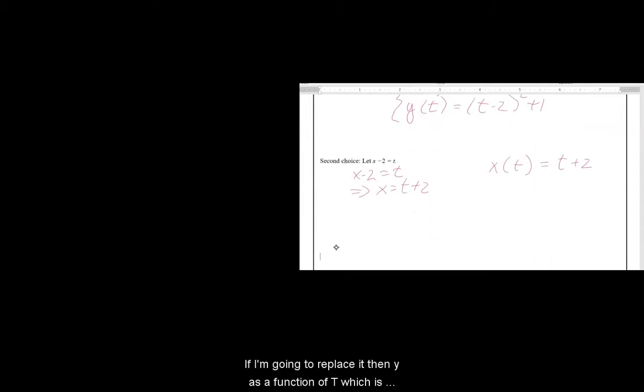If I'm going to replace it, then y as a function of t, which is at the moment x minus 2 quantity squared plus 1, would become, replacing x with t plus 2, t plus 2 minus 2 quantity squared plus 1, which is, of course, just t squared plus 1. In other words, my parametric representation with that substitution would be x of t is t plus 2 and y of t is t squared plus 1.